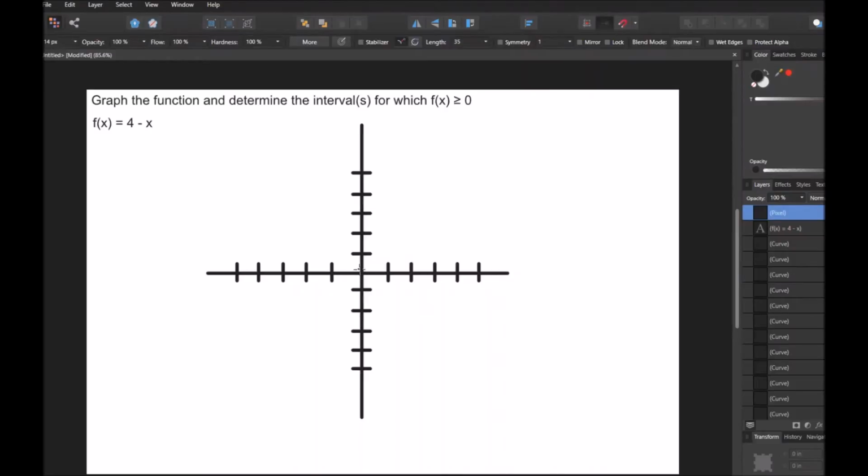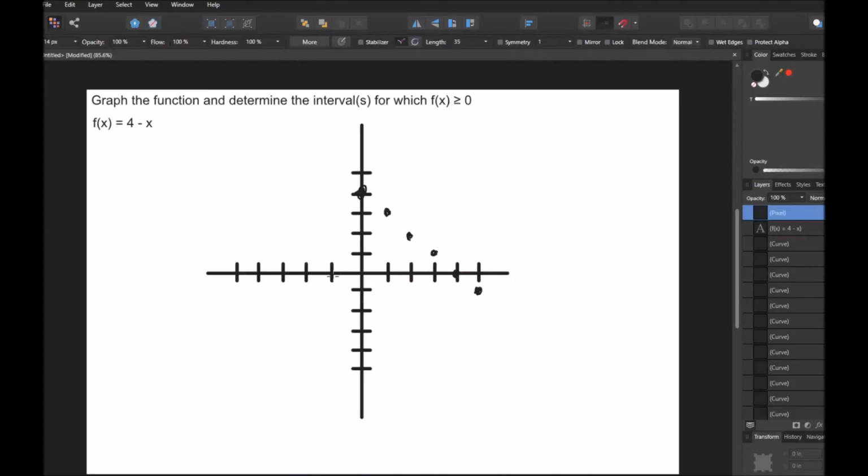So at x equals 0, 4 minus 0 is 4, so we're going to have a point right there. At x equals 1, 4 minus 1 is 3, so we're going to have a point right there. X equals 2, 4 minus 2 is 2, we're going to have a point right there. And then x equals 3, 4 minus 3 is 1, we're going to have a point right there. And then x equals 4, 4 minus 4 is 0, so there's a point. And at x equals 5, our point is going to be at negative 1.